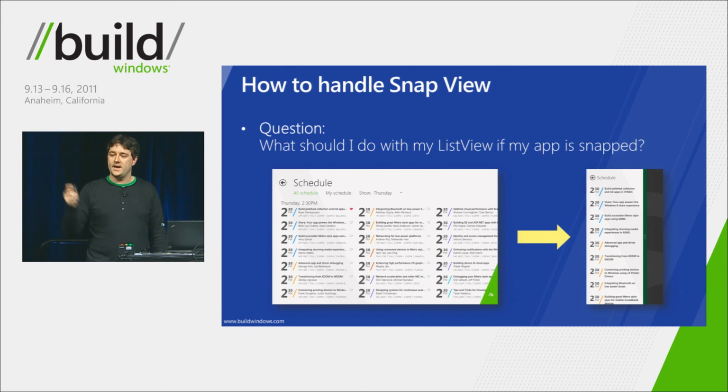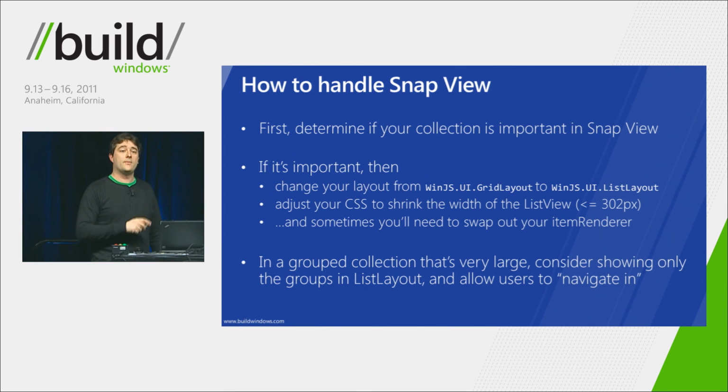It's not too complicated. The first thing you should do is determine whether you need to do anything at all. If you have two or three different list views on the screen, you might not have enough room in Snap View to show everything. So sometimes you might need to hide that list view or find some alternate representation for how you want to show that data. But typically speaking, your list view is up front and center. It's probably in a grid layout most of the time. You really do need to do something.